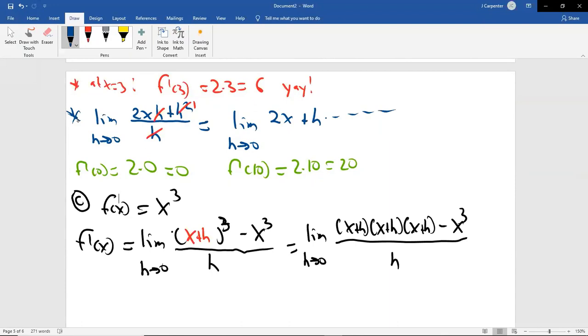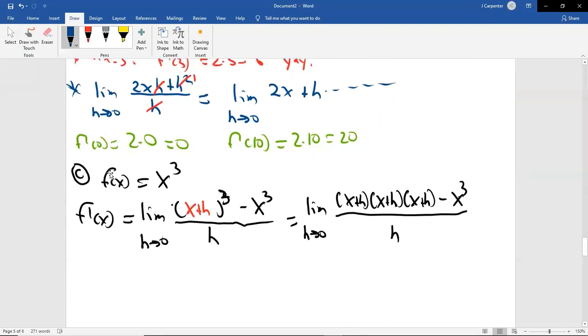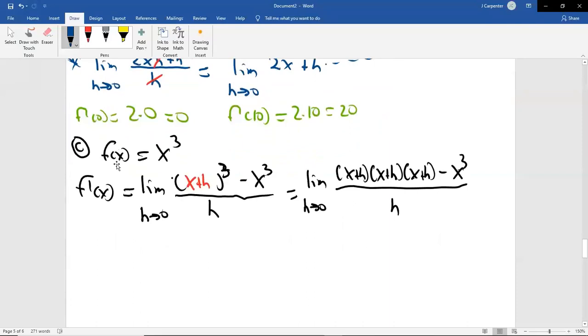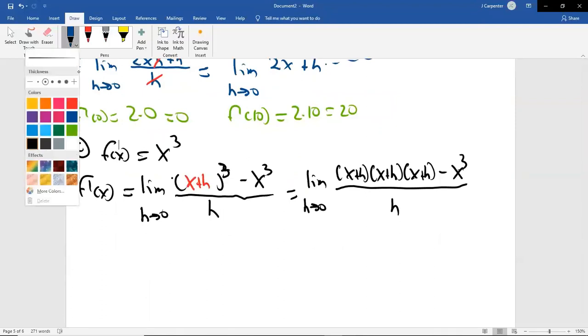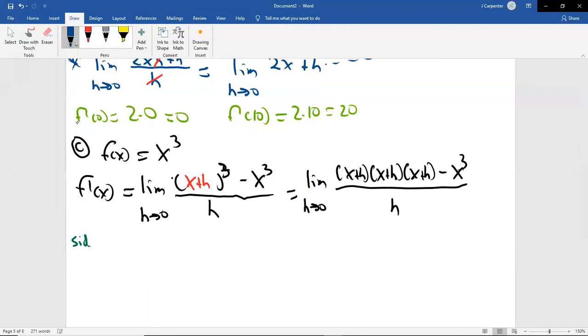So our goal ultimately is to get out of this, but for now, let's make sure we understand how it works by stepping it up in terms of complexity. So let's do some side work, and let's do all the side work in green. Let's just focus on the x plus h times x plus h times x plus h.